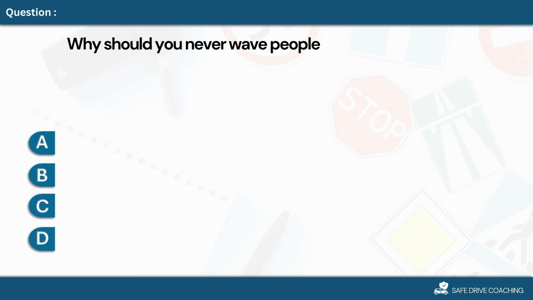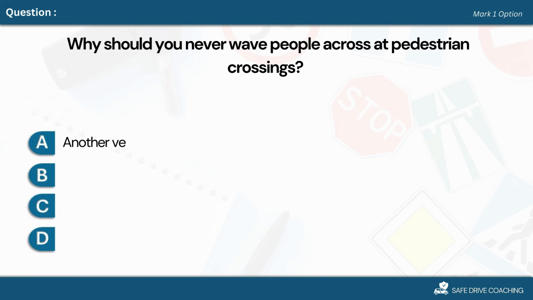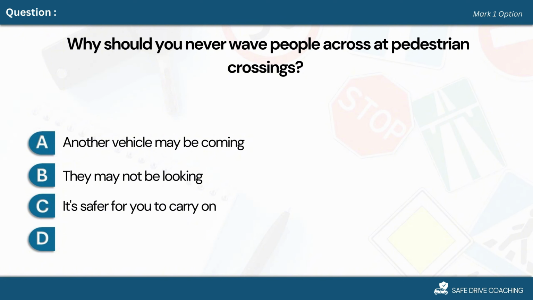Why should you never wave people across at pedestrian crossings? A. Another vehicle may be coming. B. They may not be looking. C. It's safer for you to carry on. D. They may not be ready to cross.